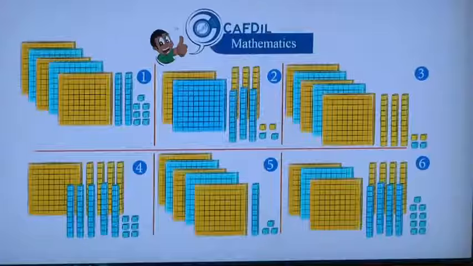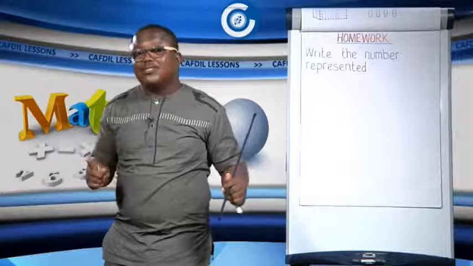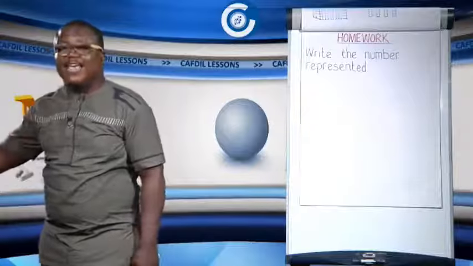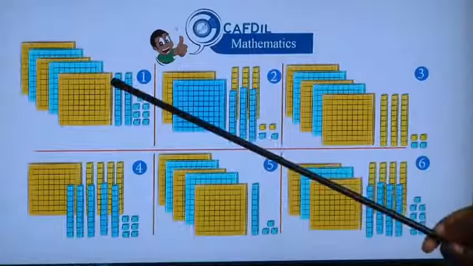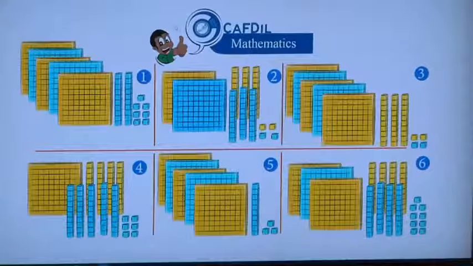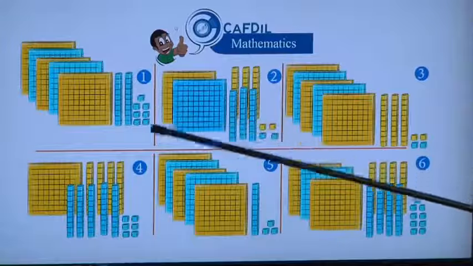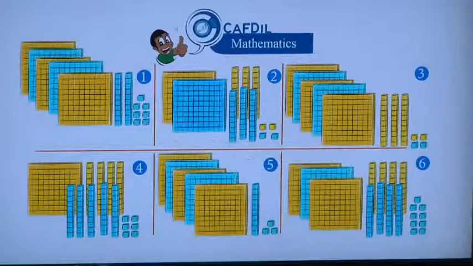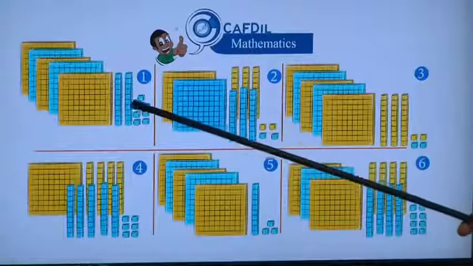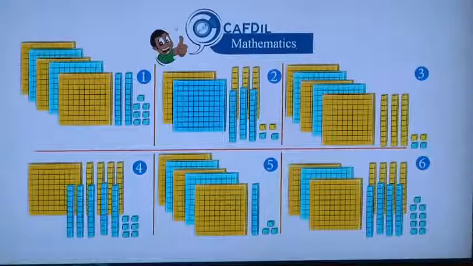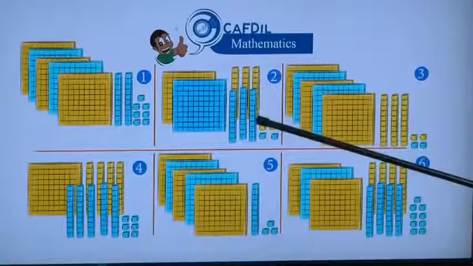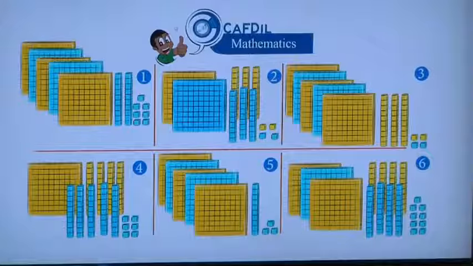Remember that we said one flat represents what? 1,000. And now we are having 5 flats here. Then the longs. How many longs are there? 1, 2. So we also have 2 longs. Then let's come to the cubes. How many cubes? 1, 2, 3, 4, 5, 6, 7. 7 cubes. So learners, I want you to try your hands on this as your homework.